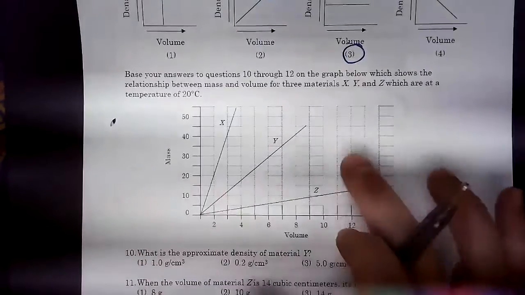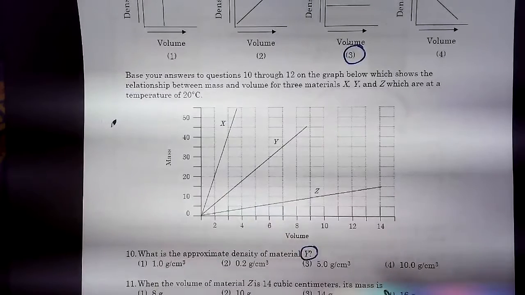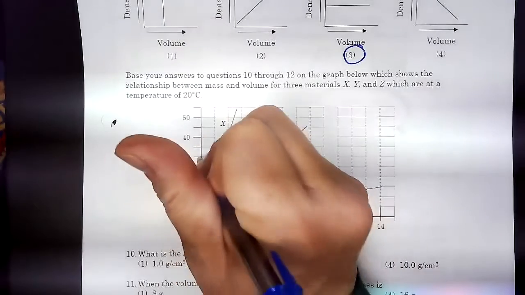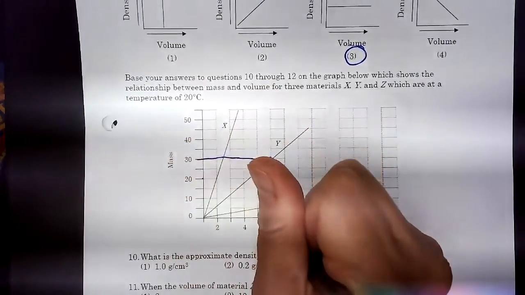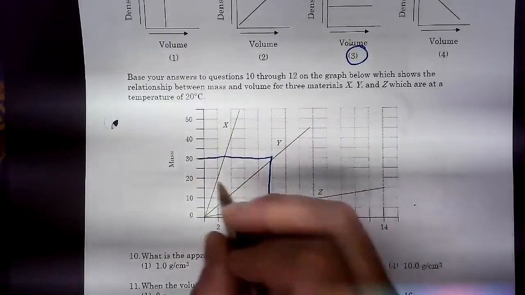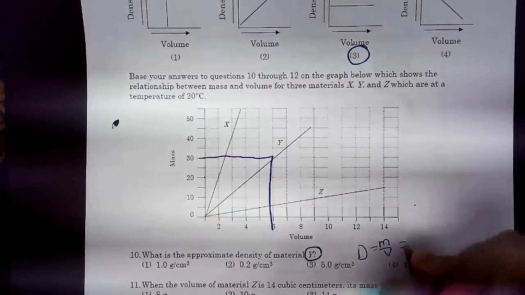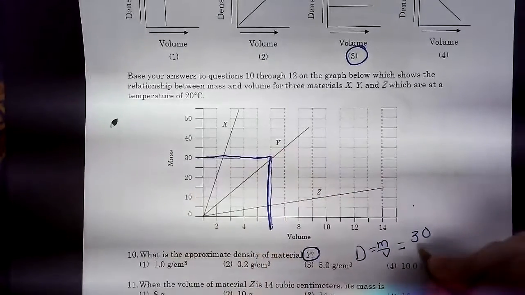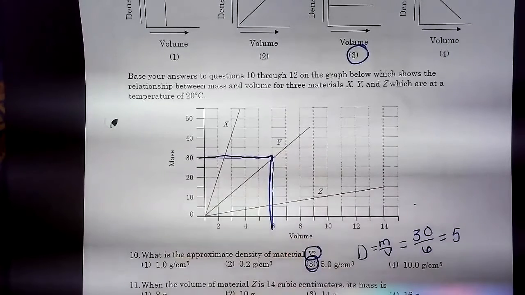According to this next one, we're going to use this for 10 through 12. What's the density of material Y? The easiest way to do this is mass divided by volume. So you pick any mass. I'm going to pick a mass of 30. If I have a mass of 30, what's my volume? Remember, if we're looking for density, we have mass divided by volume. I picked a mass of 30, and according to the chart, when it's 30, the volume is, was that 6? Yeah. So that equals 5. Answer 3.